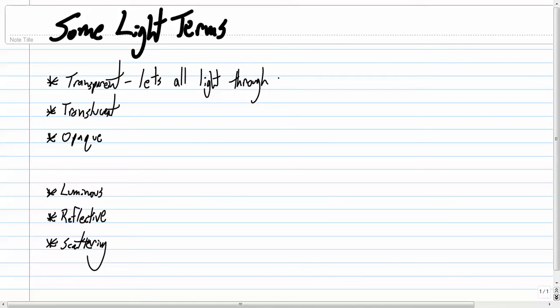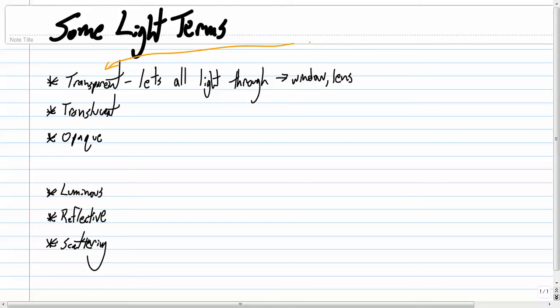So something like a clear window, or something like the lens of your eye, or even the lens of your glasses or contacts. Something that lets all of the light pass through. That's what transparent means. So does transparent mean we're only talking about visible light? Well, actually, it doesn't have to. Transparent may refer to things that aren't even visible to the human eye.